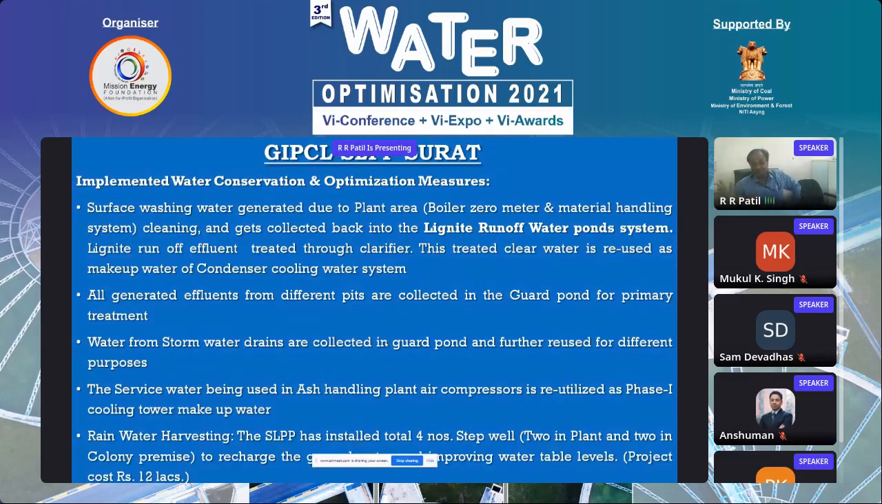All generated effluent from the pits, storm water drains, and ash handling system is retreated and used in the cooling water makeup system. We also have a rainwater harvesting system, which has 4 step wells, 2 in the plant and 2 in the colony premises, to increase the water levels.